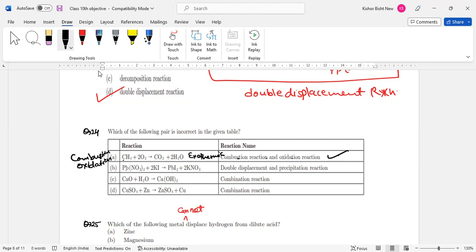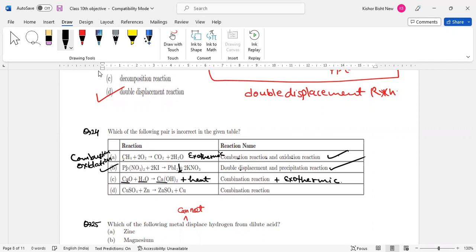Now come to the next. Pb(NO3)2 plus KI gives PbI2. This is also double displacement. Please write all the double displacement examples. Double displacement reaction is also called a precipitation reaction. This is correct. Again and again I am saying. This is CaO plus H2O gives Ca(OH)2. This is a combination reaction because two reactants form a single product. Here the heat is also released, and this reaction is also an exothermic reaction. I'm writing here exothermic.